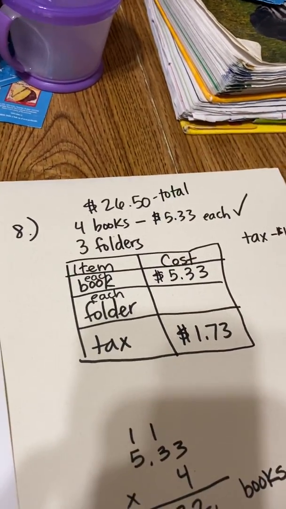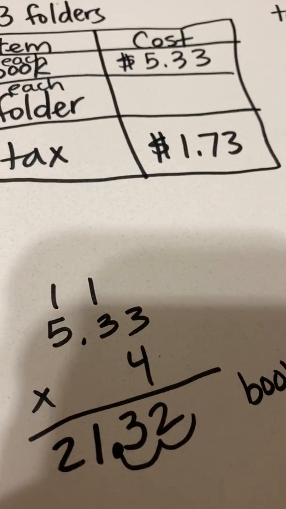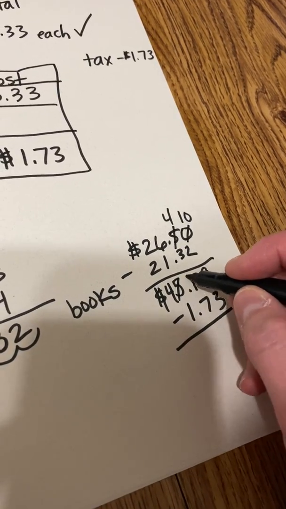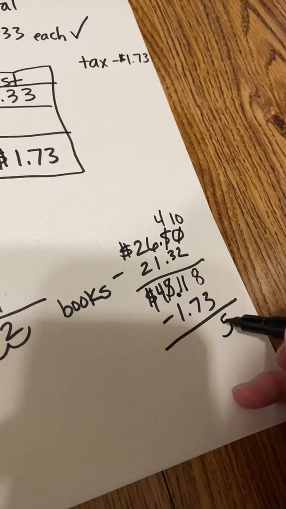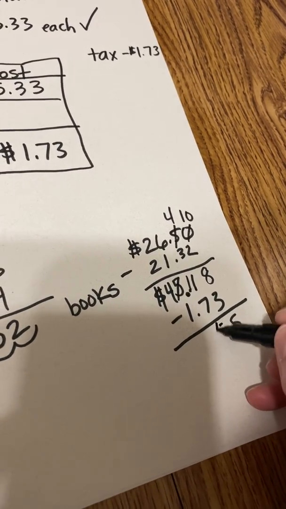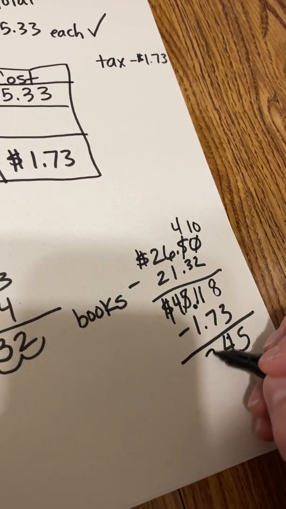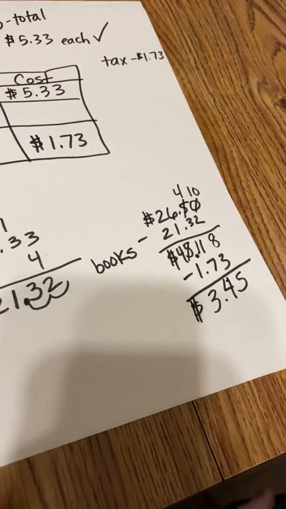Okay. So I already subtracted the books from the total, right? And now I need to subtract the tax. Okay, so I'm going to subtract $1.73. Let's see. I have to borrow from the 5, make it a 4, and that makes it 11. Okay, so 8 minus 3 is 5. 11 minus 7 is, no, it's 4. Put my decimal, and 4 minus 1 is 3. Okay, so I've got $3.45 after I'm done with the tax.